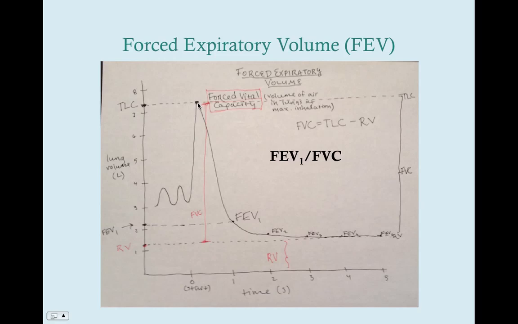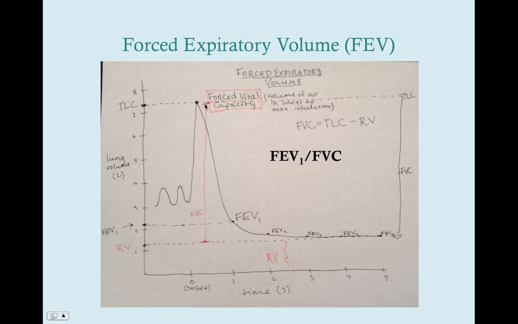So that's this person's total lung capacity, because that's the total amount of air that they can bring into their lungs. Now we're telling them to breathe out as fast as they can. And as they breathe out, they're going to reach their residual volume eventually, because remember, the residual volume is the amount of air that remains in your lungs when you've totally breathed out.